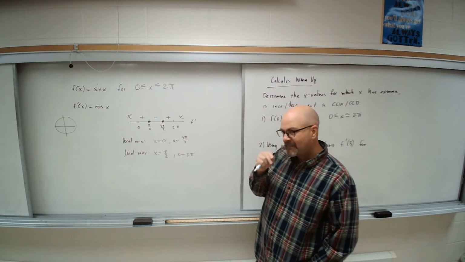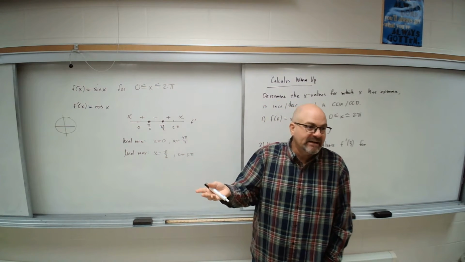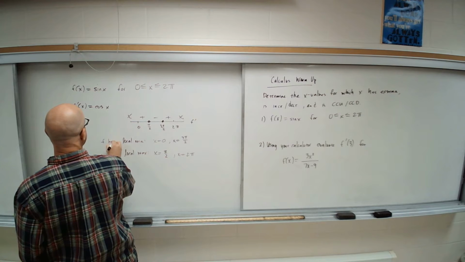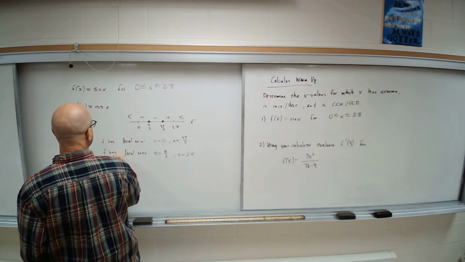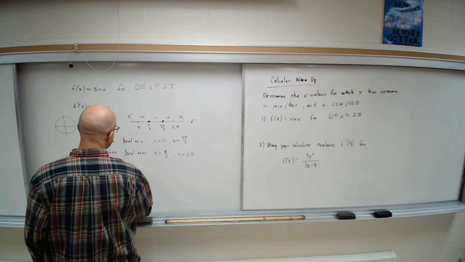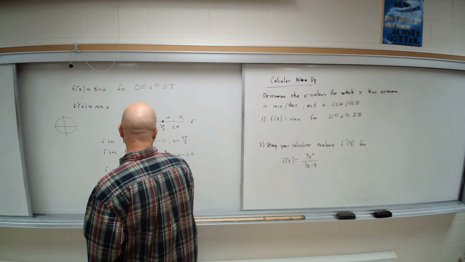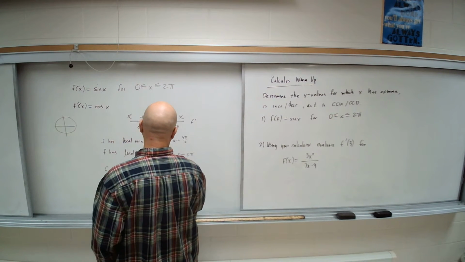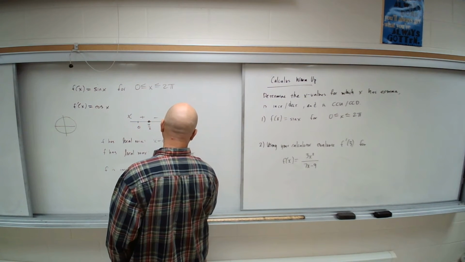Okay, I guess it asked about increasing and decreasing. Might have been easier to talk about that first. So in both of these, f has a local minimum. f has a local maximum. f is increasing from 0 to pi over 2 and from 3 pi over 2 to 2 pi.